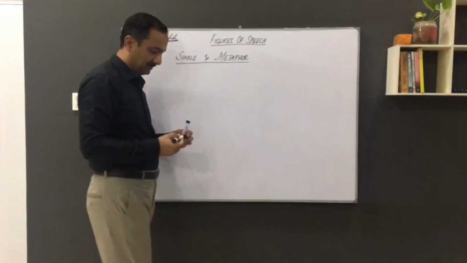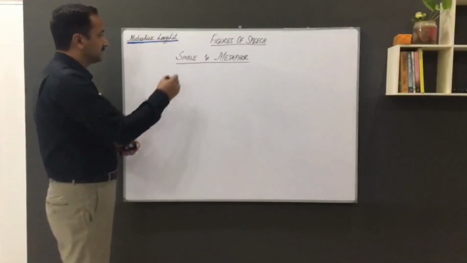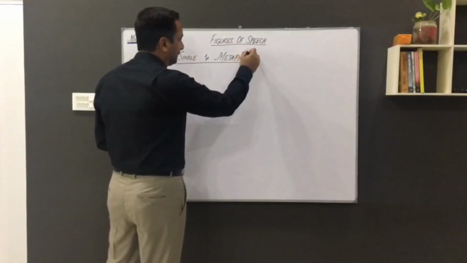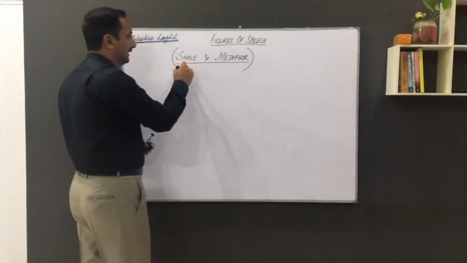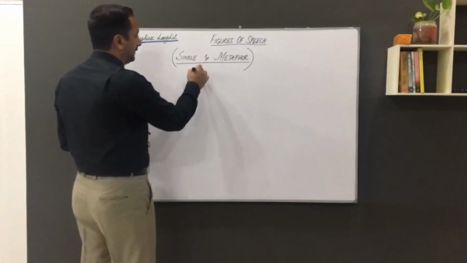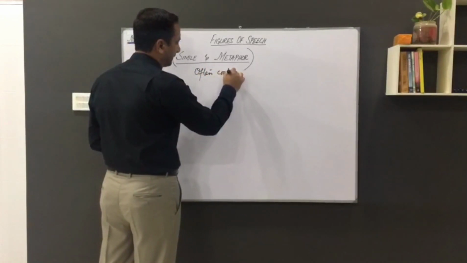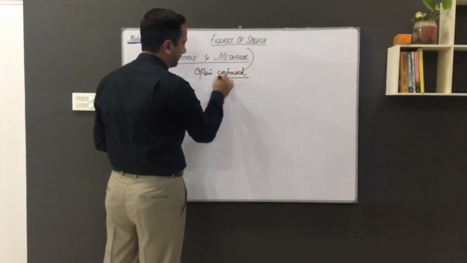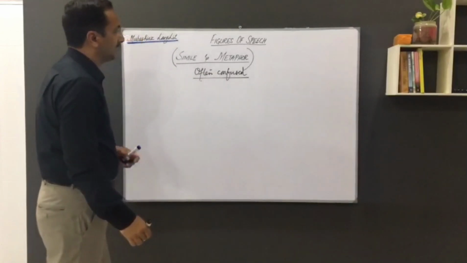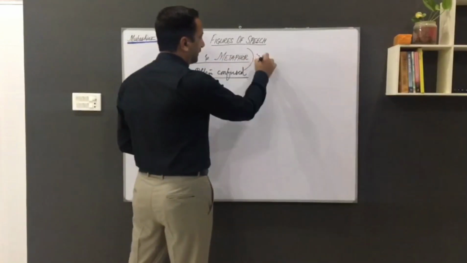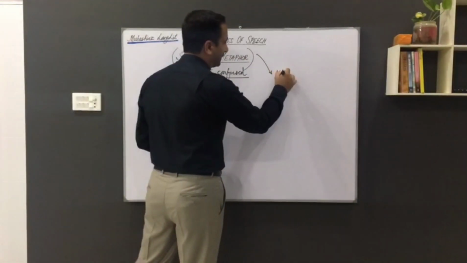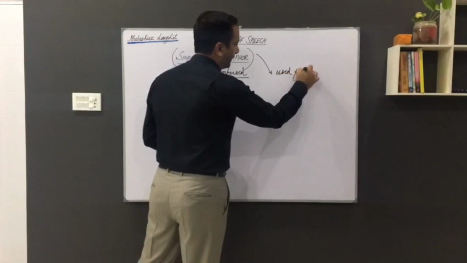and metaphor. Now, why have I chosen these two? Because there is a confusion, and simile and metaphor are often confused with each other. Now, simile and metaphor both are used for comparison.